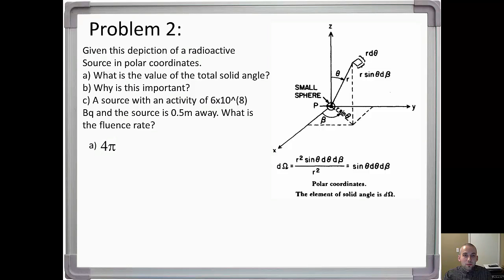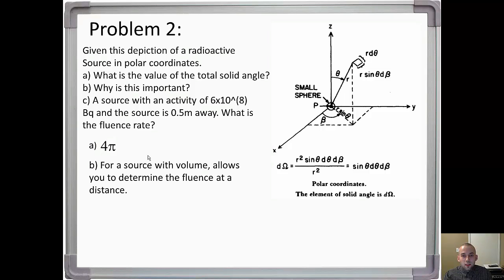Yeah, so what is the value of the total solid angle? If you integrate with respect to beta and theta for all angles, the answer is 4 pi. And I answered why it's important. Because if you have a source with a volume, you can determine the fluence at a distance. So if that wasn't clear enough, I'll do a quick example.